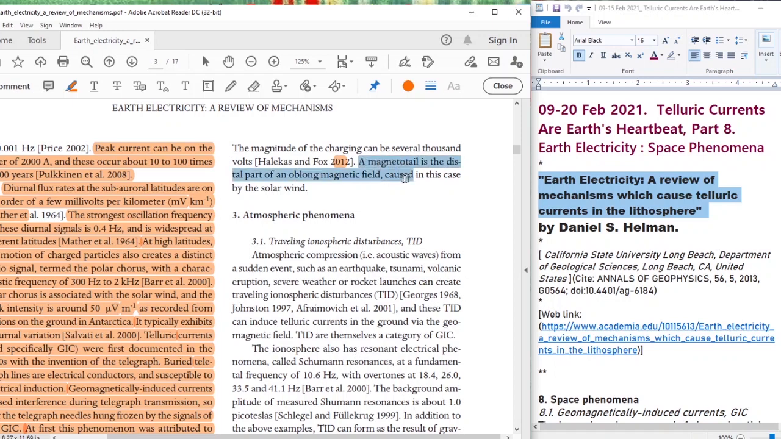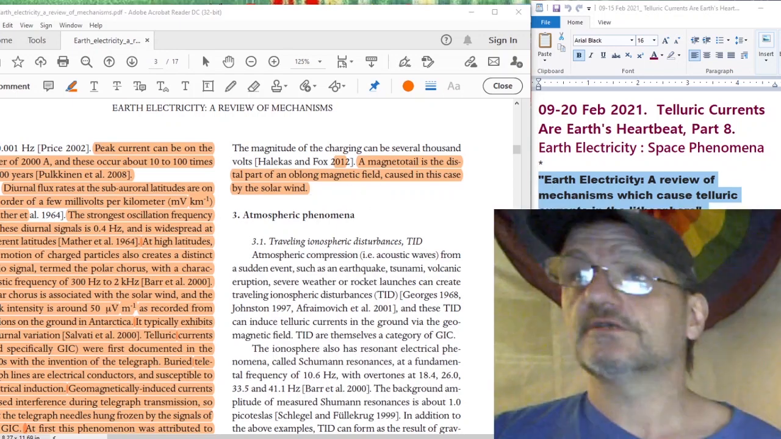A magnetotail is the distal part of an oblong magnetic field caused in this case by solar wind. That is the magnetotail. So that ends the session here. That's the end of the material.